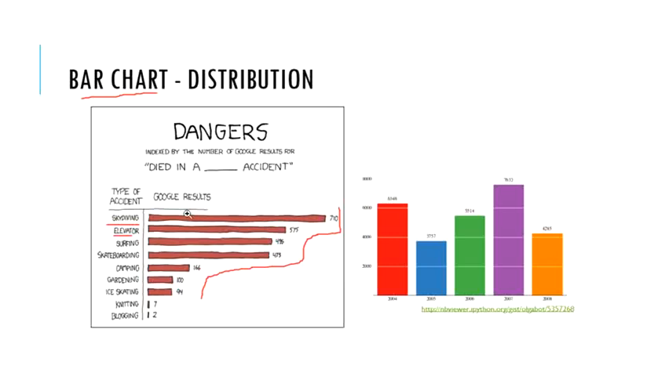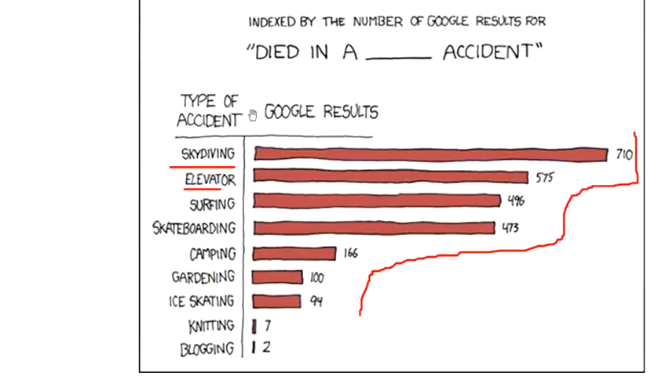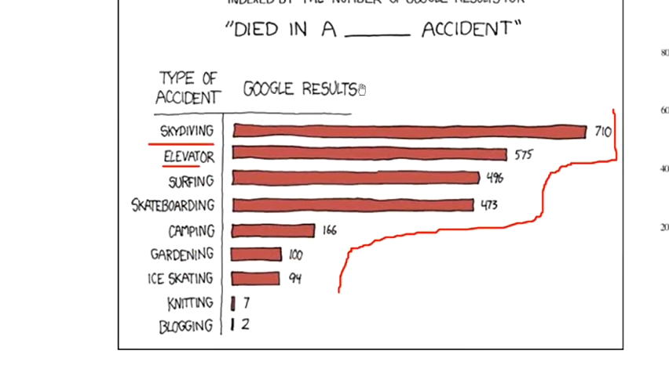I'll show you the data we have here. For example, if I'm trying to find which type of accident takes the most lives, and we need to see the frequency according to the Google results, then I can use a bar chart and I can say that skydiving claims 710 lives in a year on average, and elevators can take 575, and similarly, even knitting and blogging have a share here, even though I'm not sure how blogging can cause some death, but there we have it.